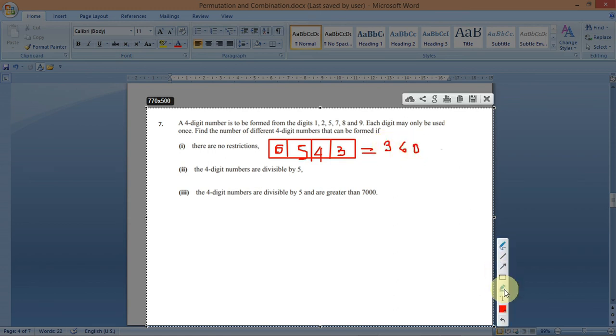Then go ahead and draw your 4 digits. Your 4 digits again. And so let's see what we have in here. So 1 2 3 4. Okay, now divisible by 5. 4 digits divisible by 5.